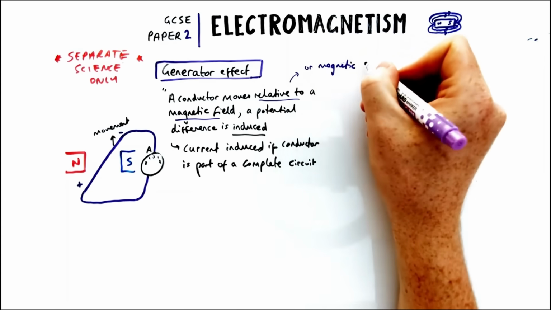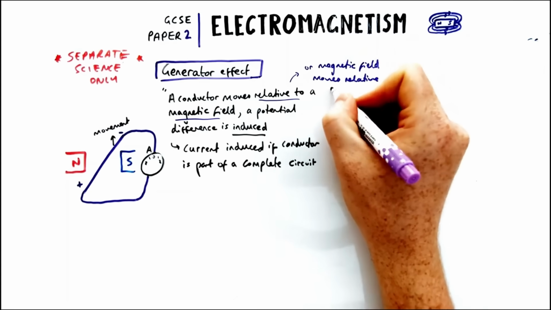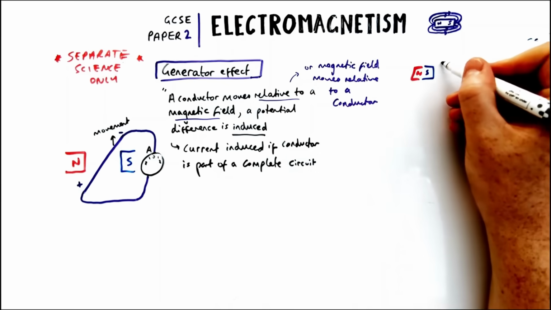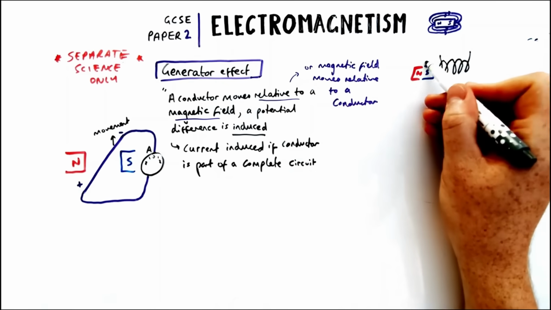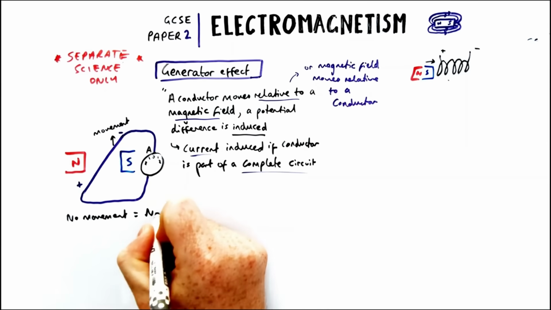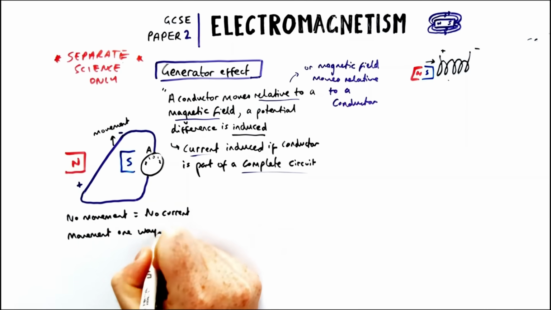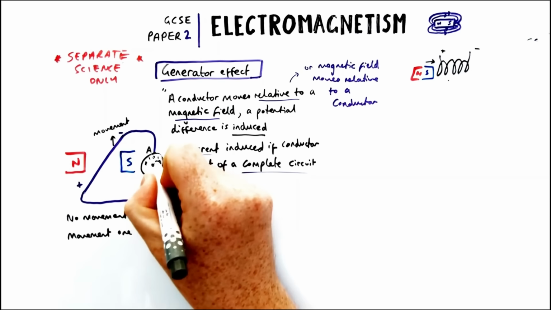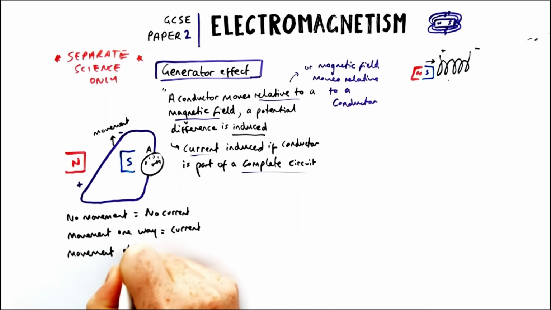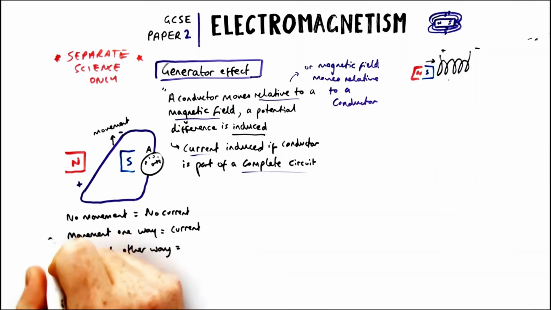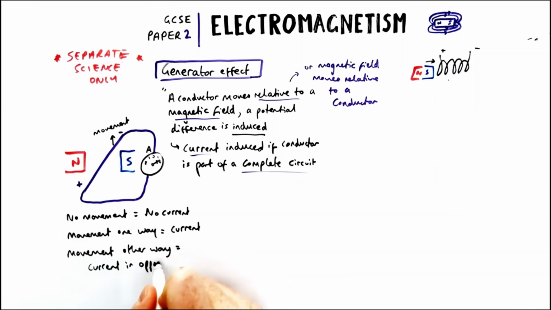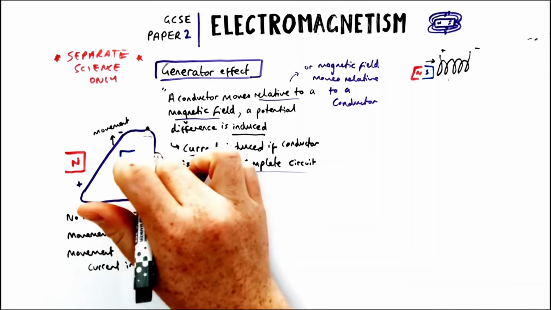That's because current is rate of flow of electrons, and the electrons can only flow if there's a complete circuit. Now this can also occur if you've got a magnetic field moving relative to a conductor, like a magnet being pushed into a coil of wire, the same thing would happen. If you don't have movement of the wire, then you won't get any current being induced. If you only have movement in one direction, then you get current flowing one way, and if you change the movement of the wire to go the other way, the current will flow in the opposite direction, usually indicated by an ammeter reading going the opposite way or turning negative.